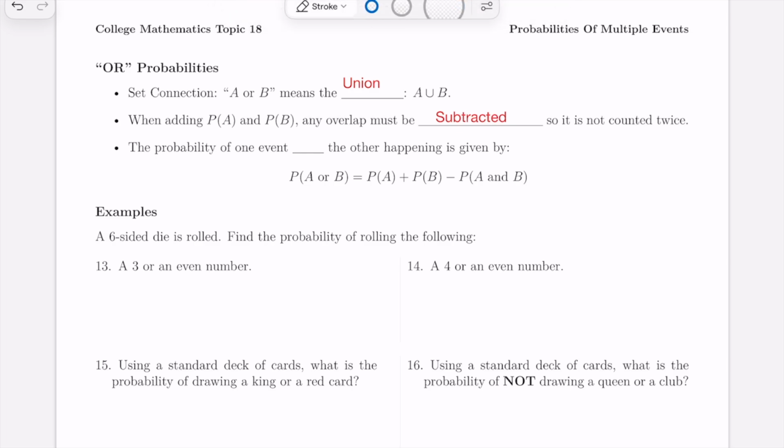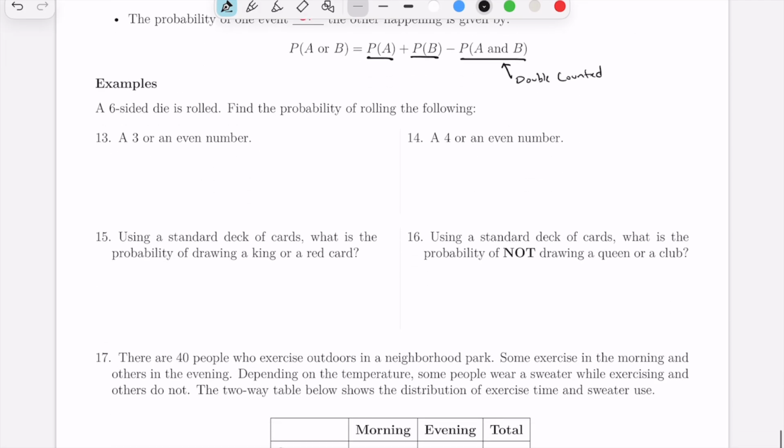The probability of one event or the other happening is given by this. P of A or B is P of A plus P of B minus the overlap. Again, the reason that we're going to subtract the overlap is because these were double counted. They were counted twice. I'm going to show you what that might even look like. On a six-sided die, find the probability of rolling the following: a 3 or an even number. So we can say the probability of 3 or even will be the probability of a 3 plus the probability of an even minus the probability of even threes.